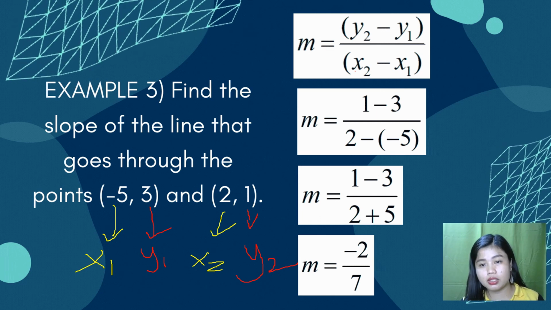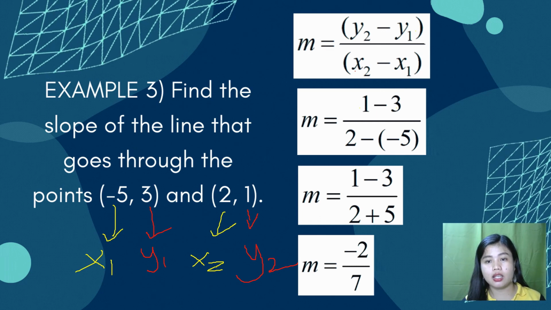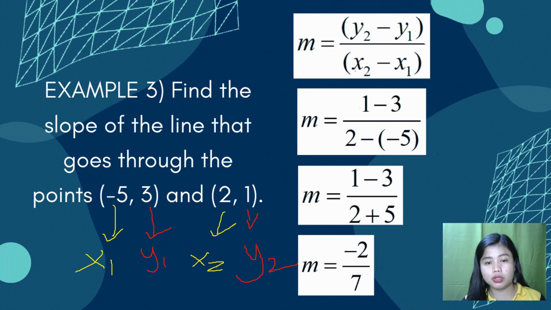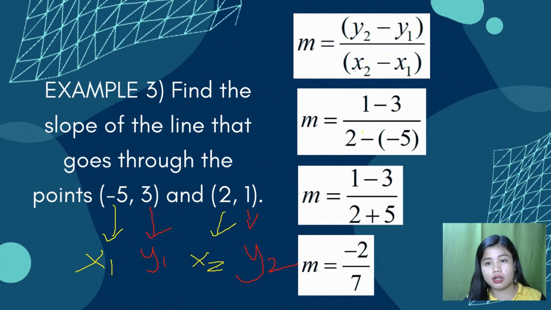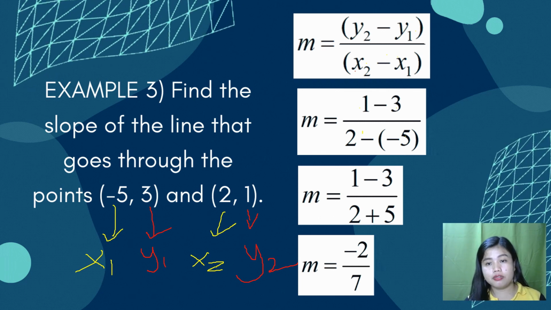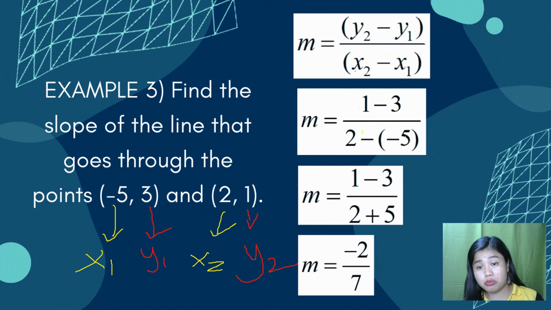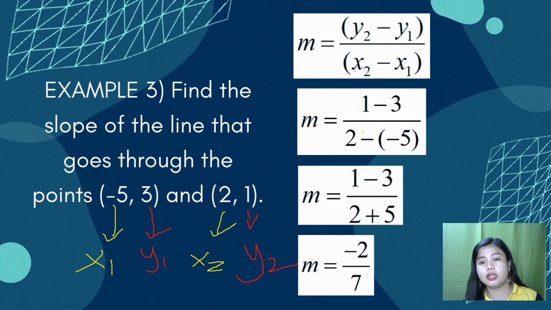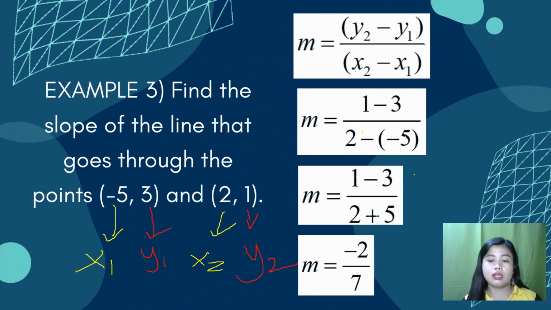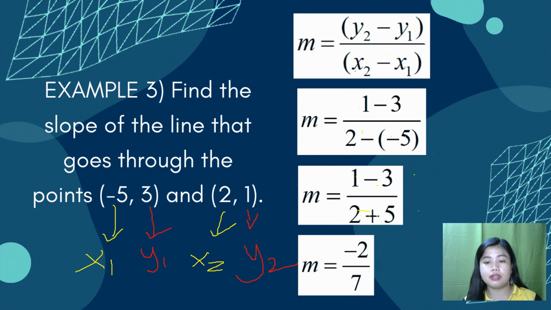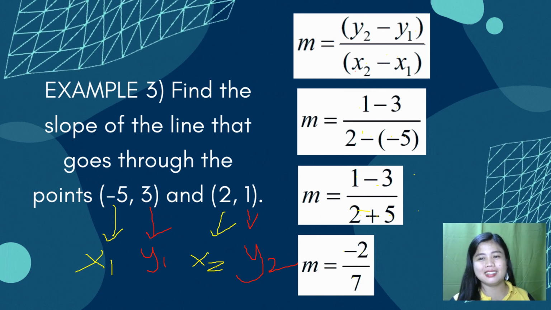So, y sub 2 is 1. Y sub 1 is 3. Next, x sub 2 is 2 minus our x sub 1, which is negative 5. Okay, so 1 minus 3 over 2 minus negative 5. Okay, so negative times negative will be positive. So 2 plus 5. So 1 minus 3 is negative 2, and 2 plus 5 is 7. Okay, easy lang po, di ba?